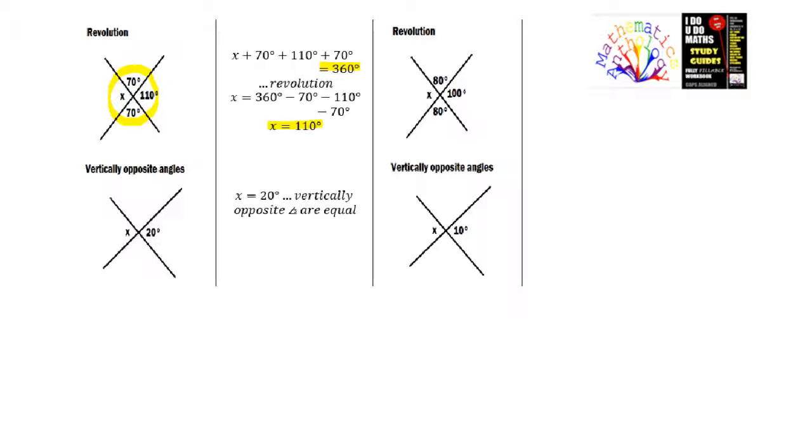You can also get vertically opposite angles. Now these are angles that are directly opposite each other. So x is equal to 20. Vertically opposite angles are equal. So x equals 20. My reason, vertically opposite angles are equal.